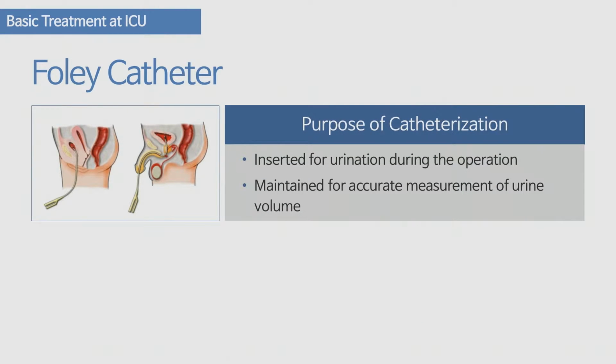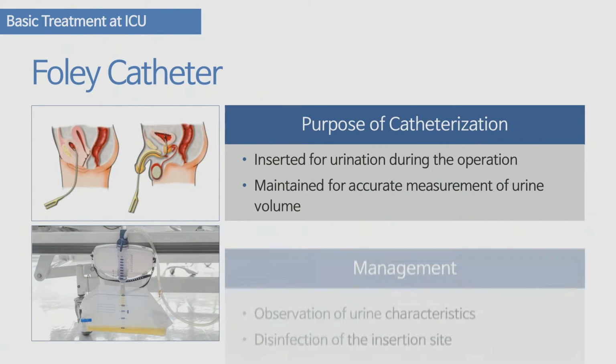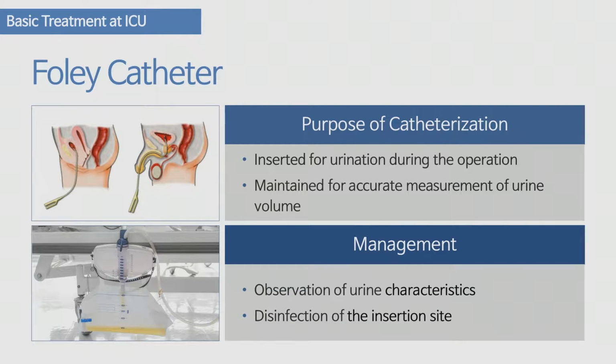It takes approximately 20 hours to complete liver transplantation. A Foley catheter is inserted during the operation for urination. The catheter is not removed during bed rest after the operation because it is needed to measure urine volume. The attending physician will decide when to remove the catheter. The characteristics of the patient's urine are observed while the catheter is inserted. The insertion site and perineal region are disinfected regularly.